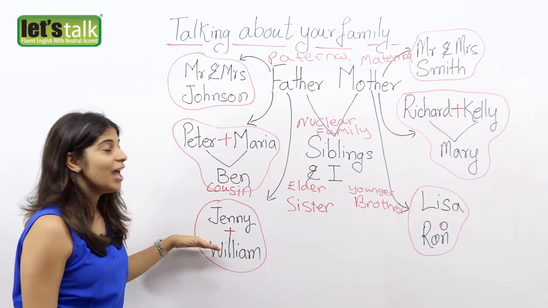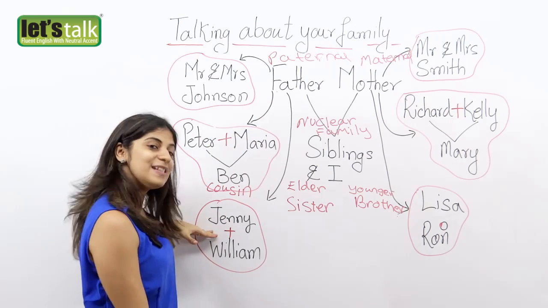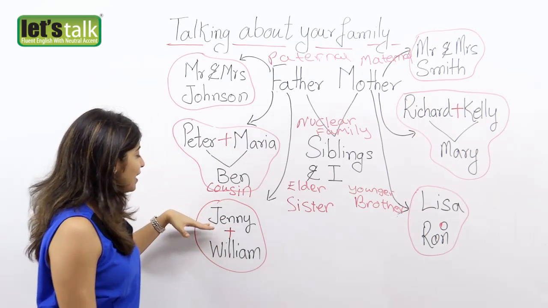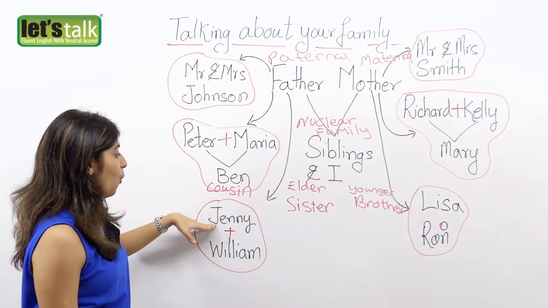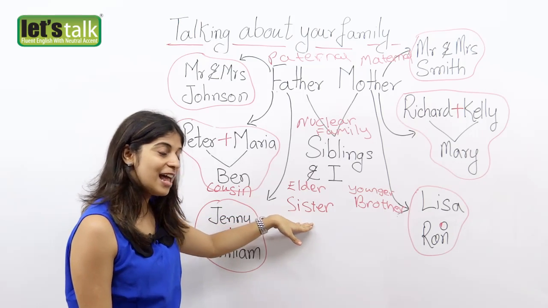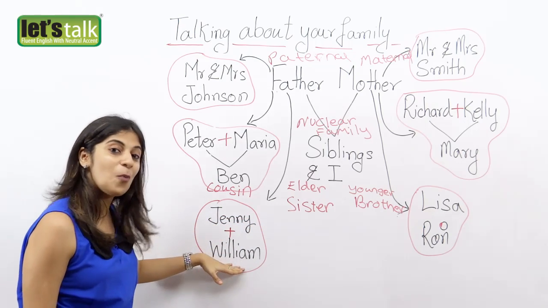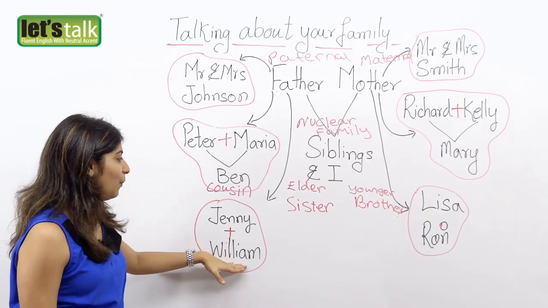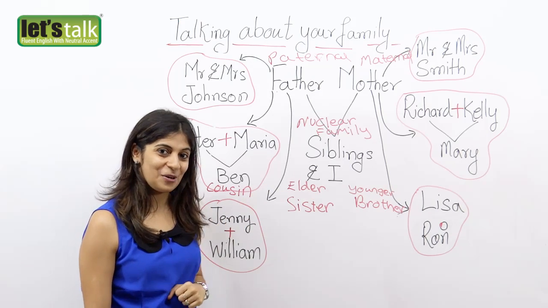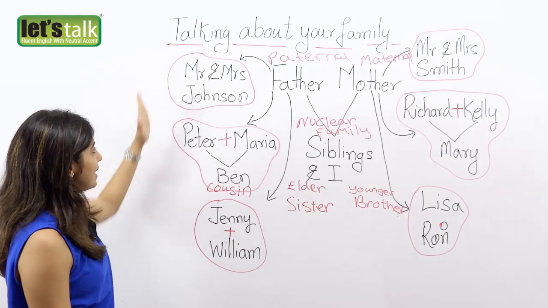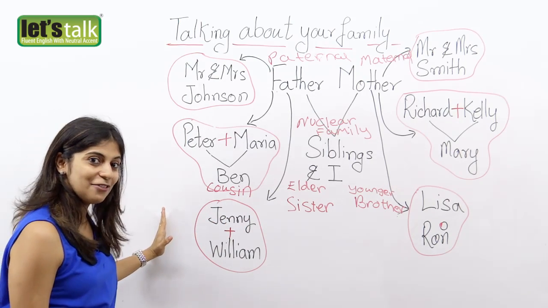Now we also have Jenny. Now who's Jenny? Jenny is your father's sister, all right? And your father's sister would be your paternal aunt, and she is married to William, and William would be your uncle, right? So this is your father's side of family.